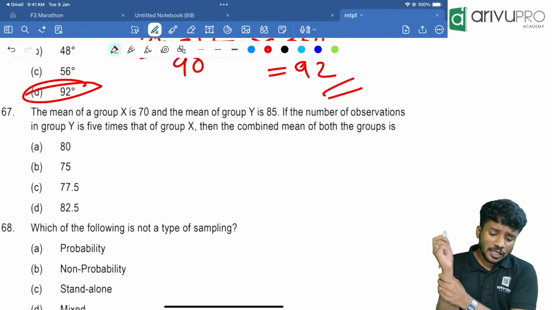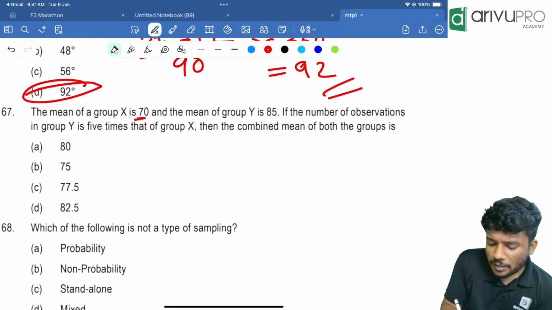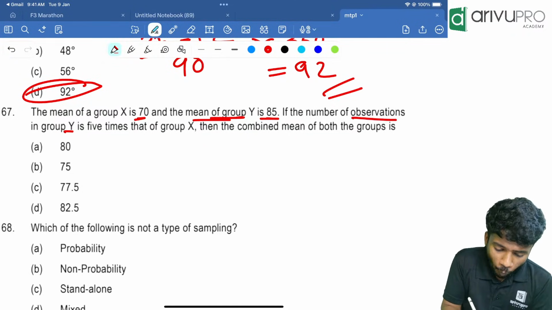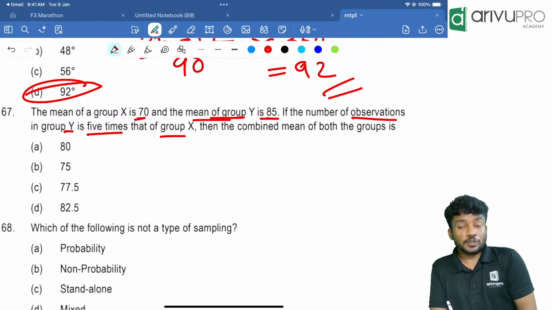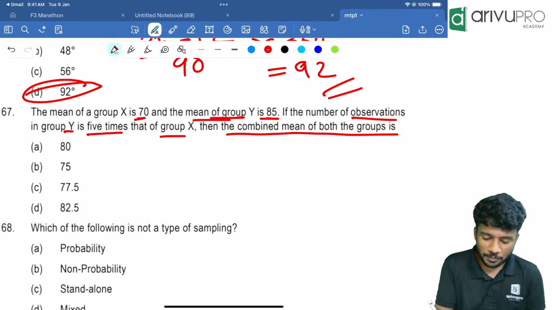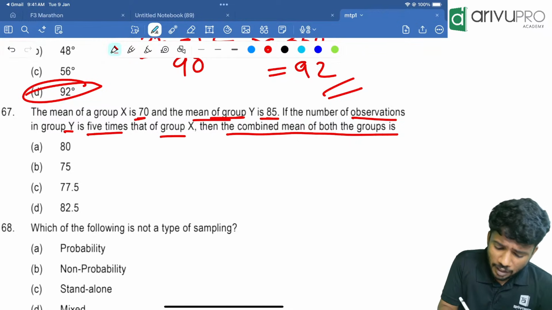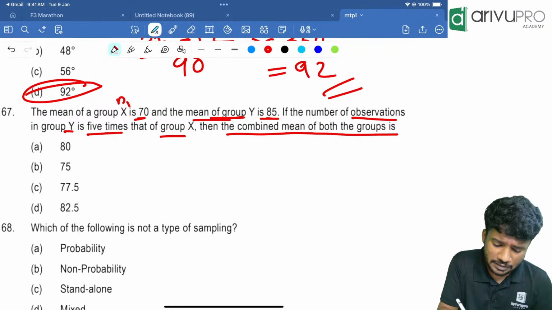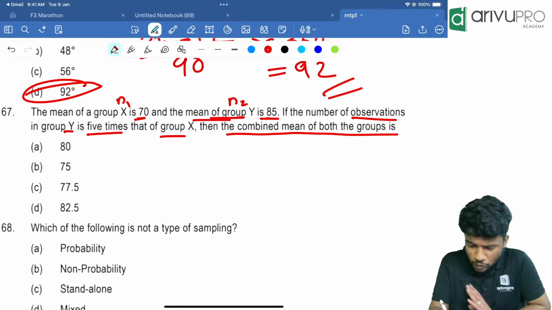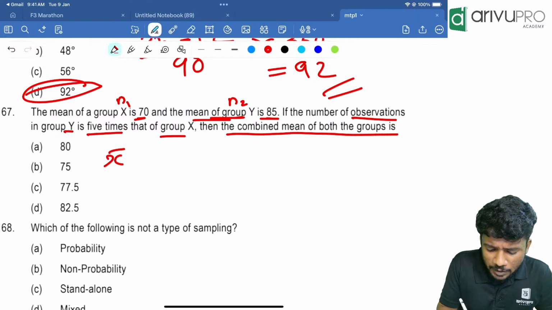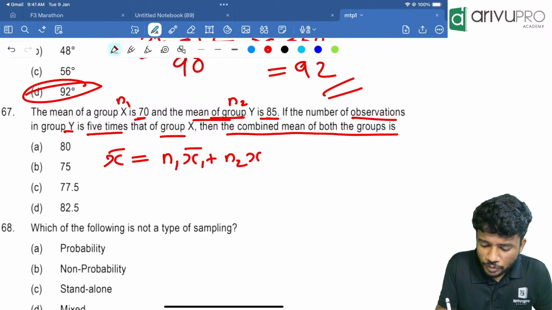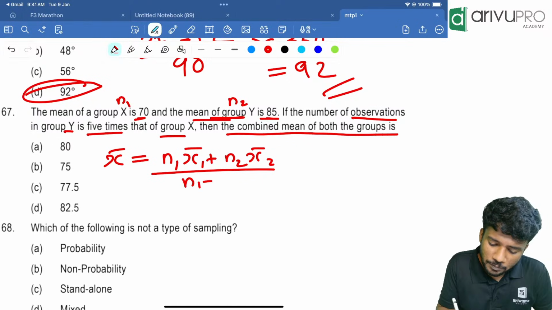Next one, the mean of group X is 70. The mean of group Y is 85. Then the number of observations in group Y is 5 times the number in group X. Then the combined mean of both the groups is how much is the question. We know the combined mean formula. There are how many groups? Group 1, that is X, let the number of observations be N1. The number of observations in Y, let it be N2. So we know the combined mean formula is N1 x1 bar plus N2 x2 bar divided by N1 plus N2.